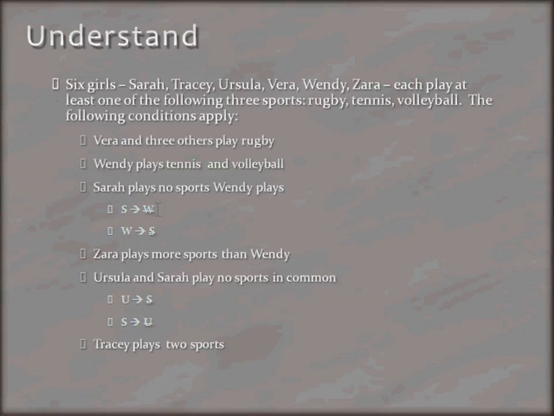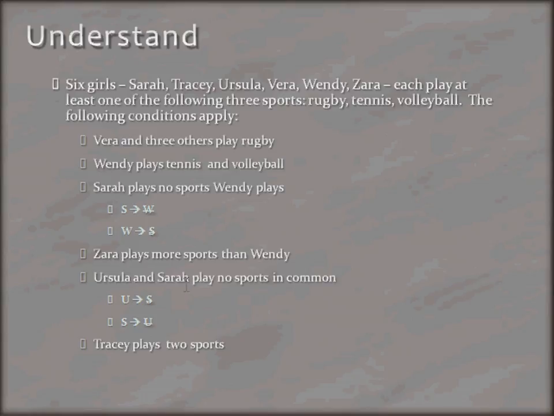We also know that the contrapositive is true. If Wendy plays a sport, then Sarah does not play a sport. Recall that you find the contrapositive by switching the left and the right sides, the if and the then, negating each side, and then changing any ands to ors and vice versa. There are no ands and ors, so all we had to do here was swap if s then no w to if w then no s. See how we both reversed and negated?